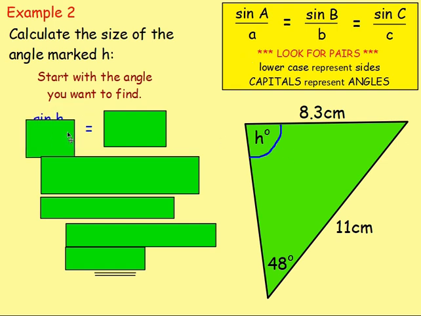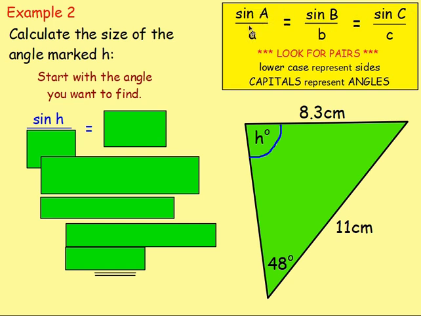So it is going to be sine H, and we're dividing that by something. Notice how I am putting it on the top, because if you're working out the size of the angle, you flip the formula upside down. In the exam, you're given A over sine A, B over sine B, C over sine C. But if it's the angle you want, imagine it upside down with sine A over A, sine B over B, sine C over C. In the formula, lowercase letters represent sides and capital letters represent the angles.